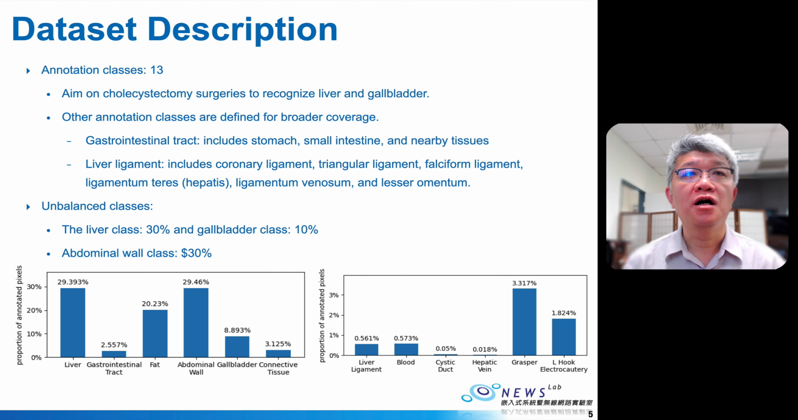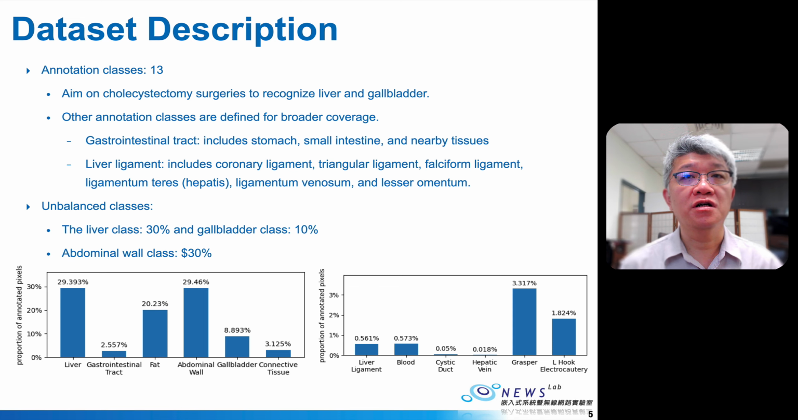Among these 13 classes, we focus on cholecystectomy surgery to recognize liver and gallbladder. Other annotation classes are defined for broader coverage. For instance, for the liver ligament, we do not clearly identify different liver ligaments. We just use one class to refer to the coronary ligament, triangular ligament, and so on.